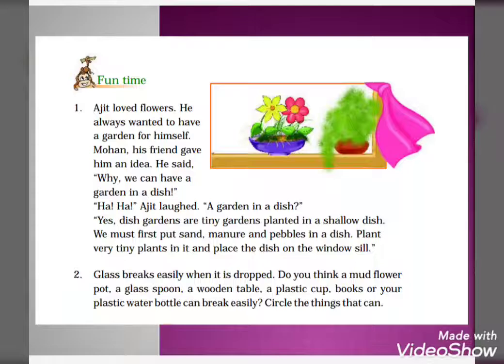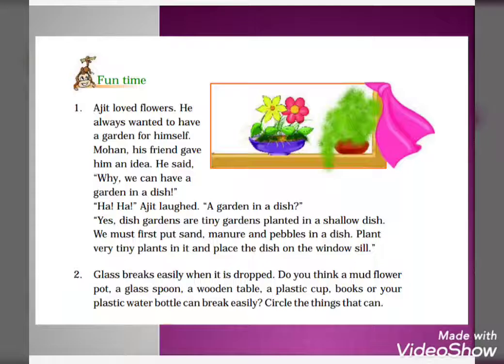Next one, fun time. Ajit loved flowers. He always wanted to have a garden for himself. Mohan, his friend, gave him an idea. He said, "Why, we can have a garden in a dish." Haha, Ajit laughed. A garden in a dish? Yes, dish gardens are tiny gardens planted in a shallow dish. We must first put sand, manure, and pebbles in a dish. Plant very tiny plants in it and place the dish on the windowsill.